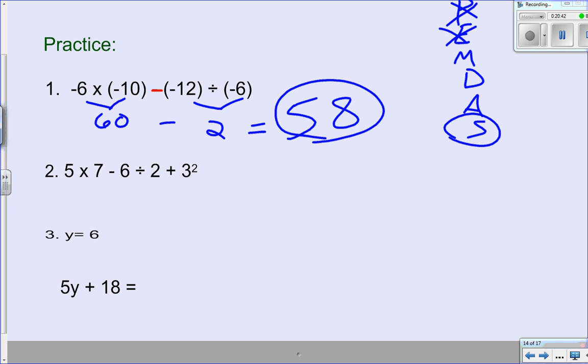Let's try 2 more problems. Quick notes. This 2 right here means 3 squared, so exponent 3 to the second power. And then we're going to have a variable for number 3. You'll insert 6 for y. Pause your recording now.